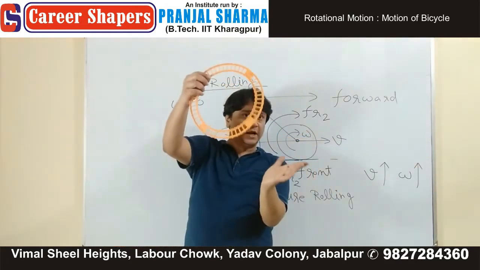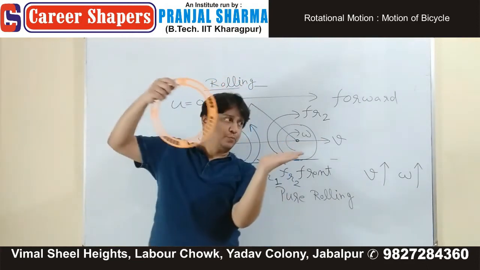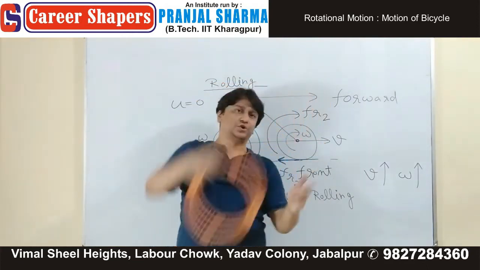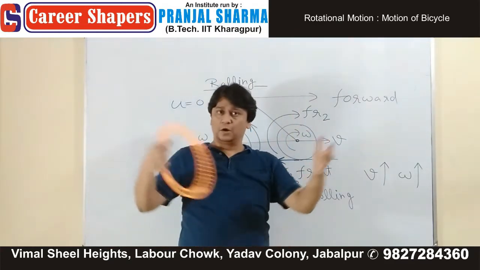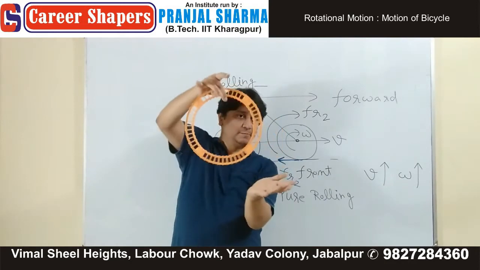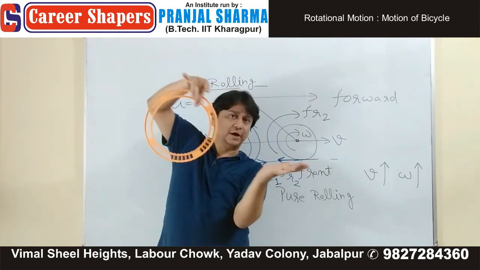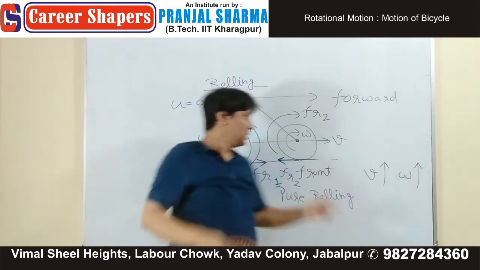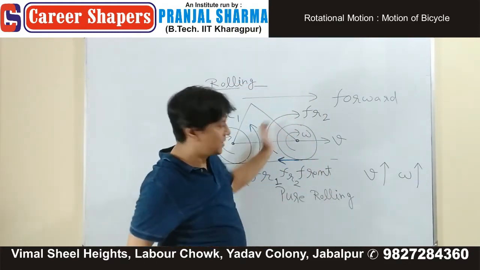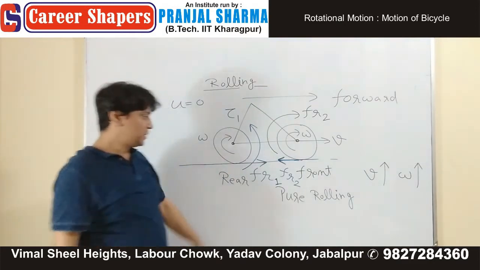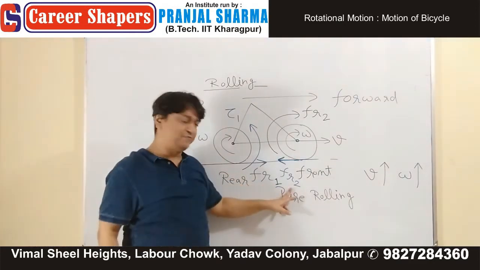आपने इस wheel को लिया. If I push this wheel in the forward direction, you can do it yourself. Take a wheel or anything, hold it peacefully, and then try to move it forward. It will develop this omega because of friction. But now my question was, which one is the larger force, FR1 or FR2?